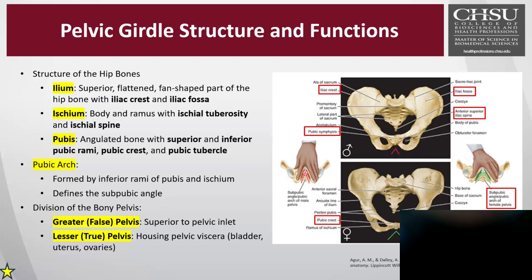Make sure you know the ilium. This is the upper, kind of a smooth, flattened surface that includes the crest and the fossa. We have the ischium. That's parts of the main body and the ramus. That houses two key protrusions, the tuberosity and the ischial spine. And then the pubis is the anterior region that includes a couple of structures, the inferior and the superior rami, the pubic crest, and also the tubercle.